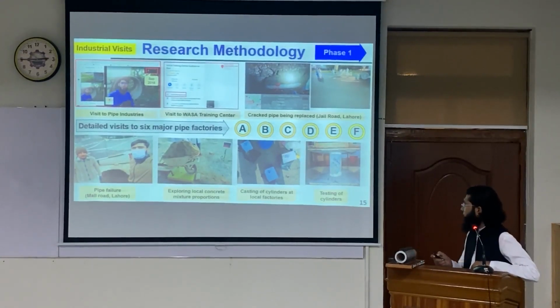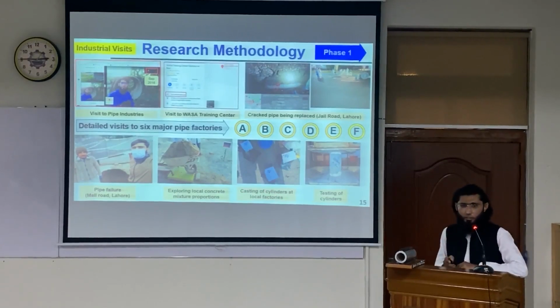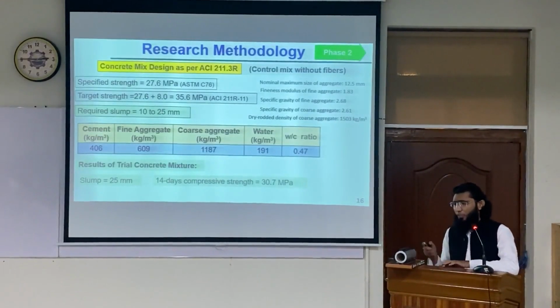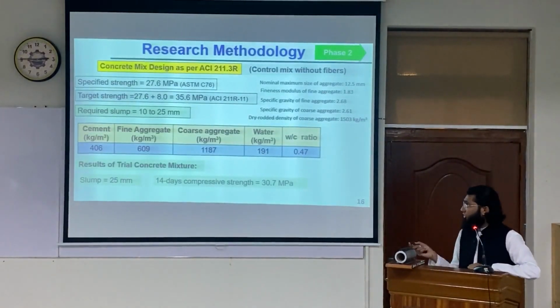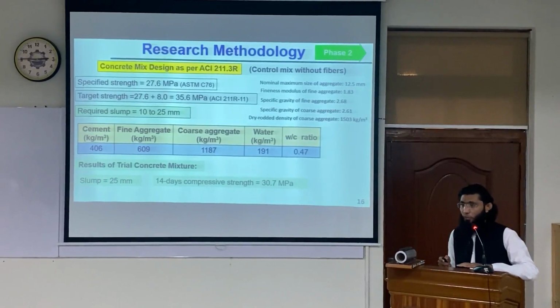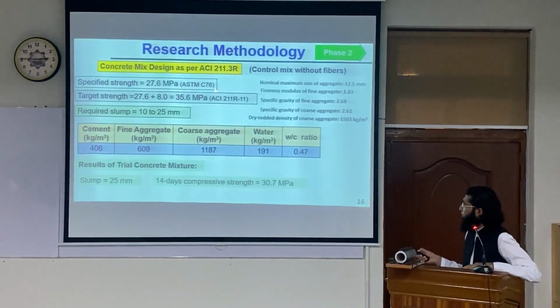These are actual factories. The local concrete mixture proportion was detailed. This is the digital weighing balance, to accurately see what proportions are being practiced, and the casting of cylinders at local factories, and then testing the cylinders in the lab. As I will discuss in detail in the results section, the compressive strength of concrete practiced at these local factories was much lower than the minimum requirement of 27.6 megapascal.